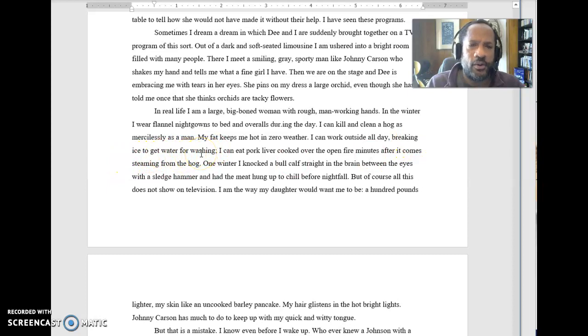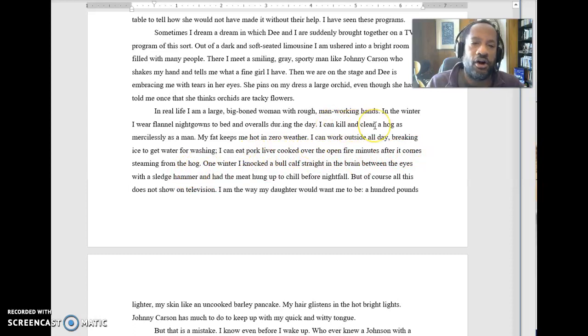They don't have running water then, so when it's cold, they may have water somewhere in a trough, and she has to break the ice on the top of it in order to be able to wash her clothes. So that's the kind of life that they're living, without even running water in the house. I can eat pork liver cooked over the open fire 5 minutes after it comes steaming from the hog.